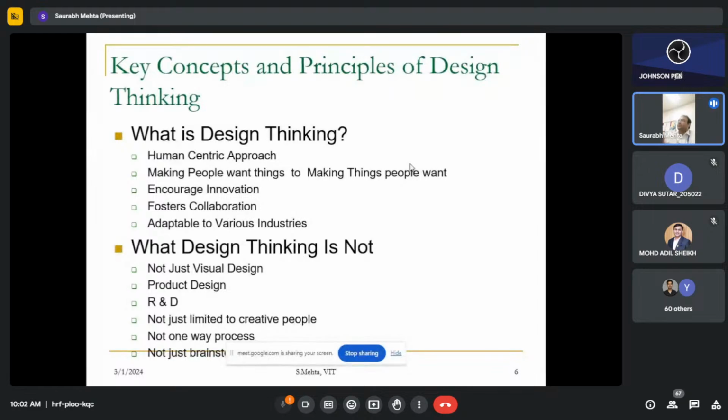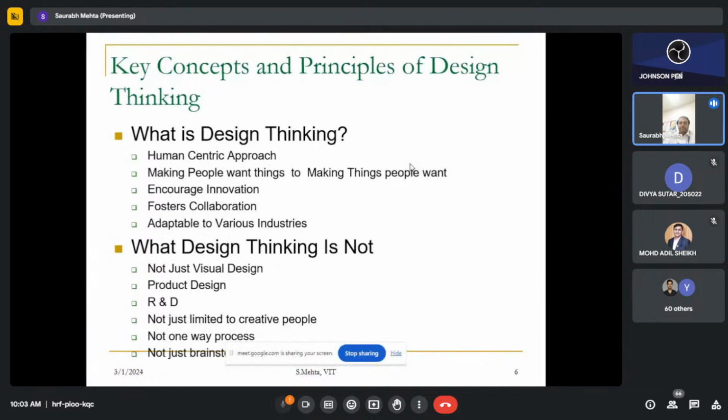And it is not a one-way process, where you go on a linear scale and it's sequential, that first you complete this task, then you move to the next task. No, it is not like that. It is coming back and forth. We'll come back to this point when I show you the model.